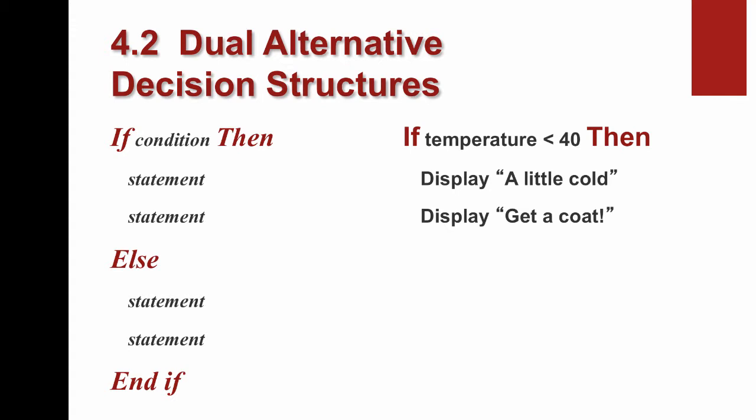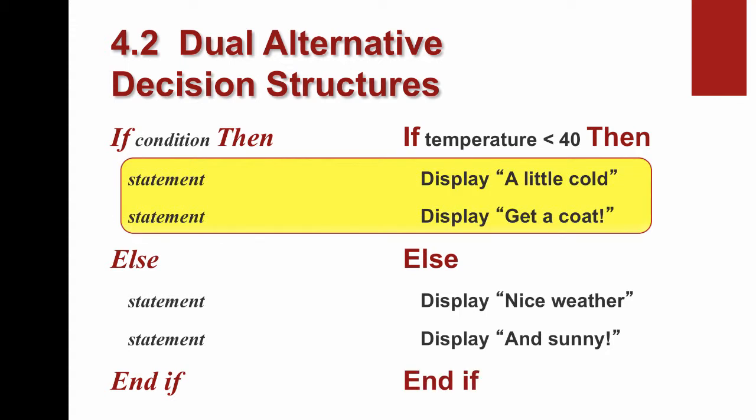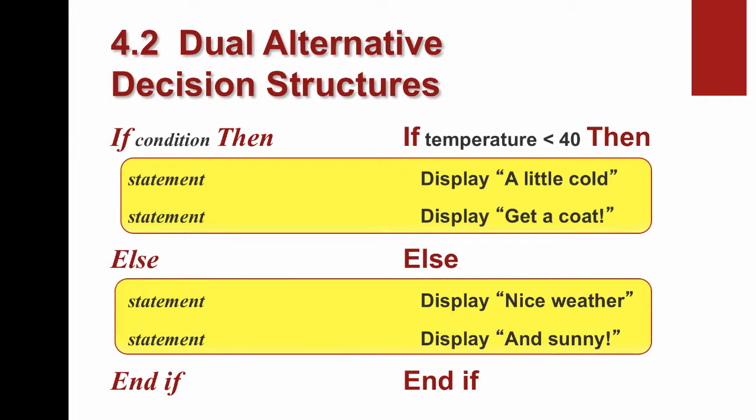If it's greater than 40, then it doesn't do the then, it does the else. So if temperature is, let's say, 45, the condition is false, it's going to go down to the else and run our statements down there. When it gets finished with either the then or the else, and it only runs once, then we're going to end if. So here are our statements that will get run if it's true. Here are our statements that are going to run if it's false.